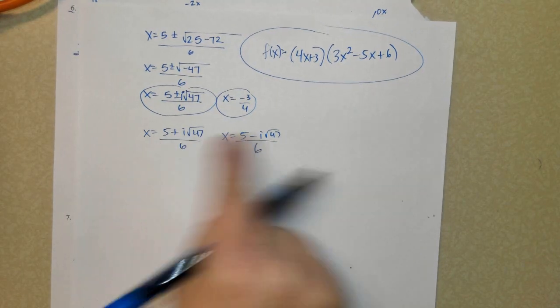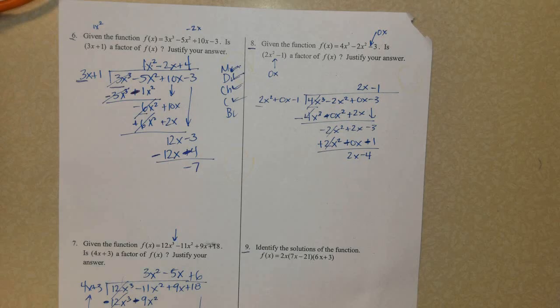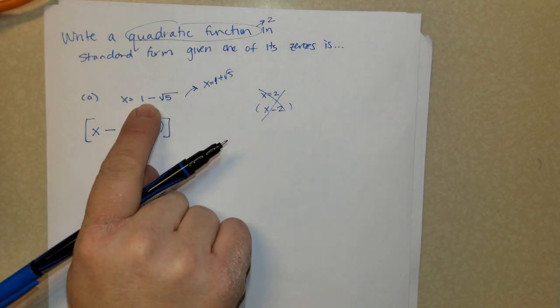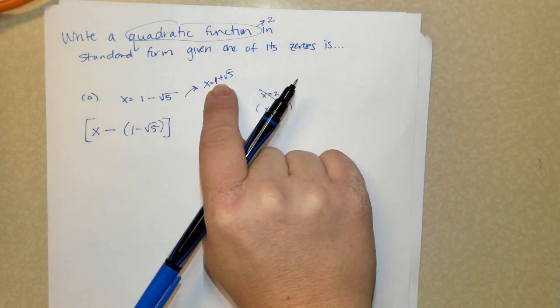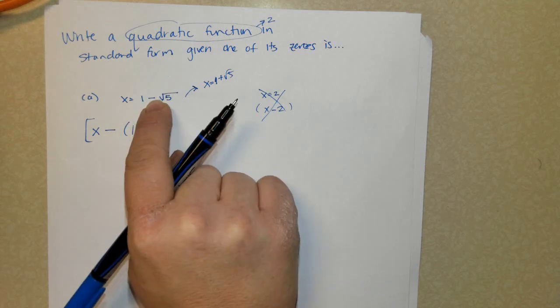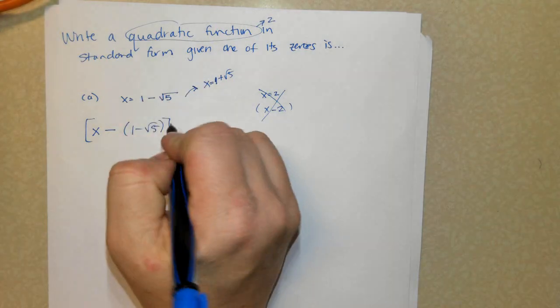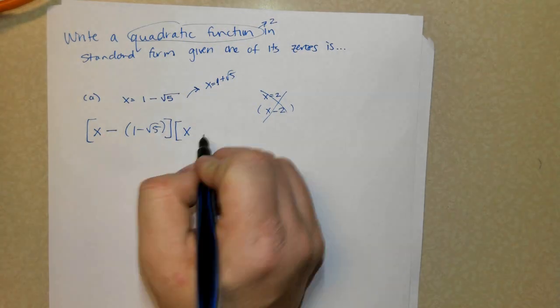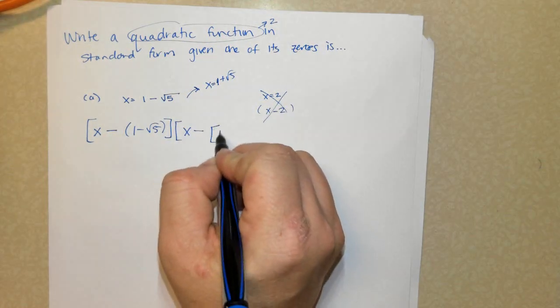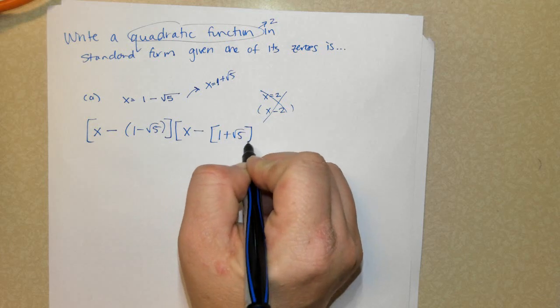If I give you 1, you know what the other would be. Same thing here. If I tell you this is a solution, I'm not telling you the opposite. I know the opposite will be with just the opposite symbol in between. So here's one answer. Now here's the other. x minus, and let's write that down, 1 plus radical 5.